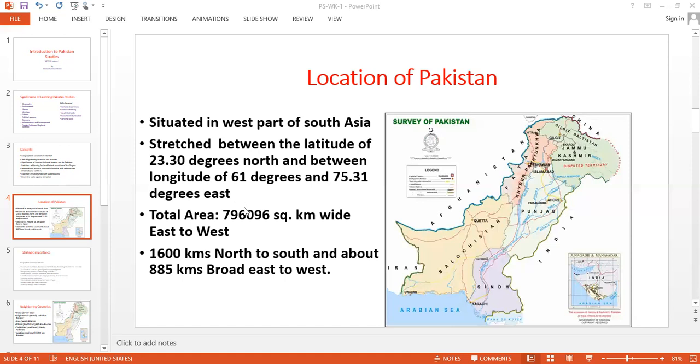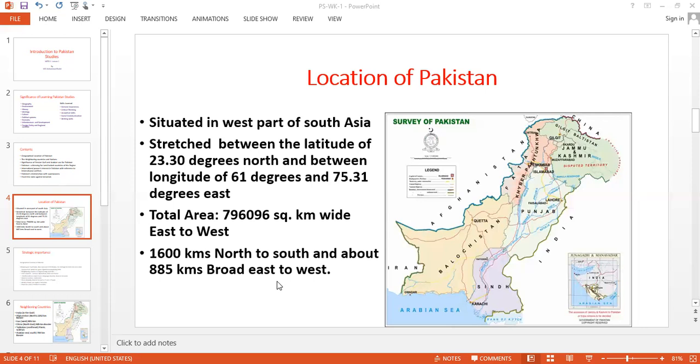Total area is 7,96,096 square kilometers, 1,600 kilometers north to south and about 885 kilometers broad east to west.